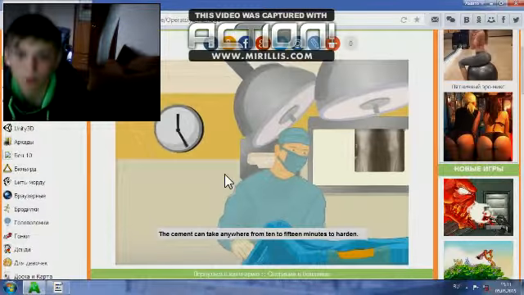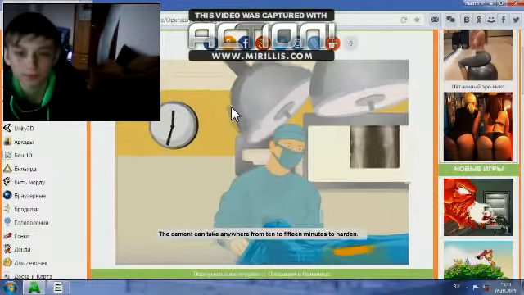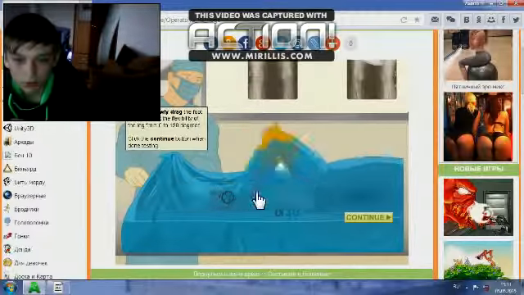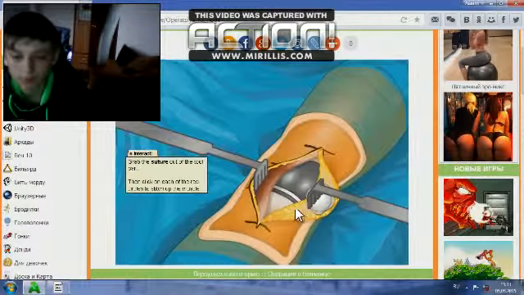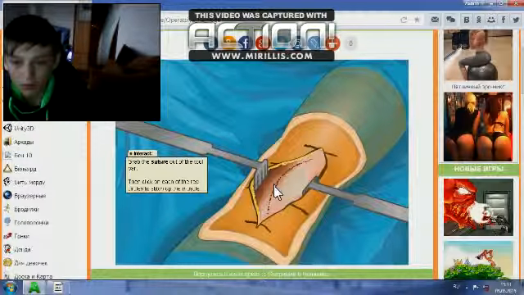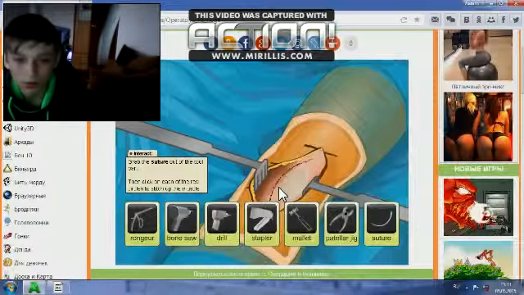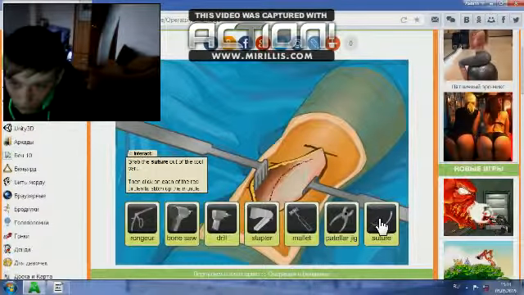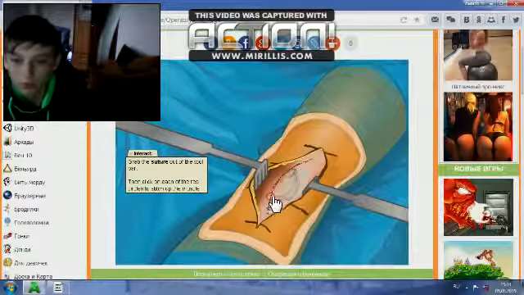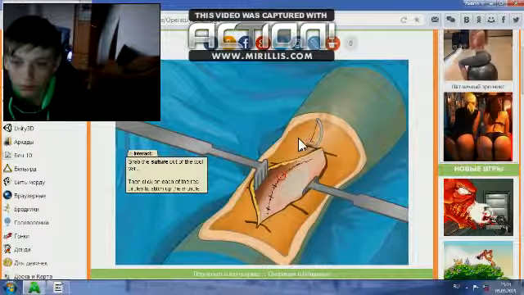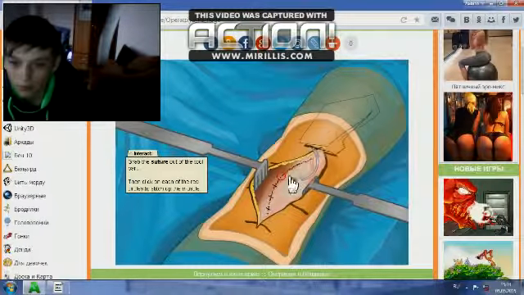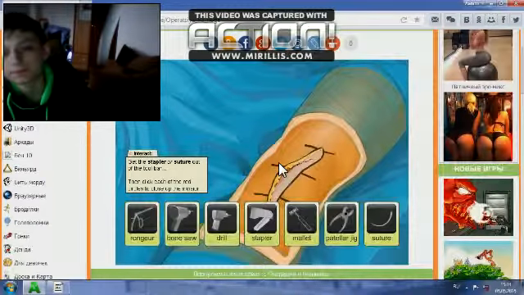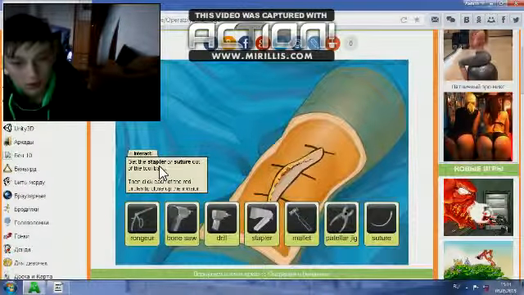The cement can take anywhere from 10 to 15 minutes to harden. We perform our range of motion tests one final time. Our patient's new knee is looking good. Let's close up the incision. First, suture the deep tissue. For closing the surface incision, you have a choice between the stapler and the suture.